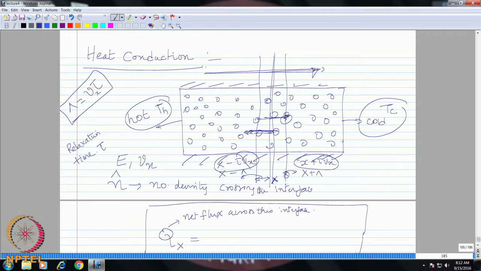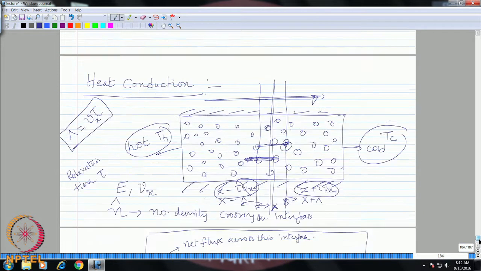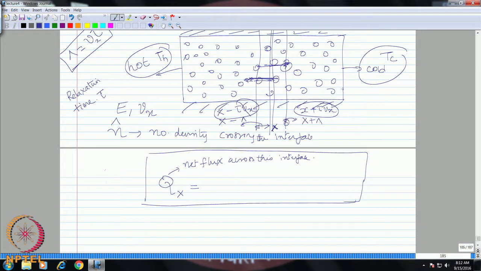Now, if you are looking at the propagation of gas molecules here, okay. So, let us redraw this, focus this towards this interface x again. So, you are talking about an interface x, x plus tau Vx, x minus tau Vx. There are molecules which are crossing the interface and travelling towards the right, and there are also molecules crossing the interface travelling towards the left.